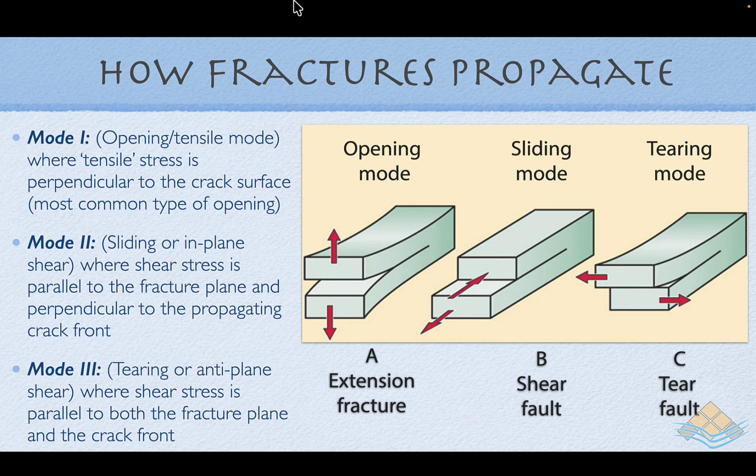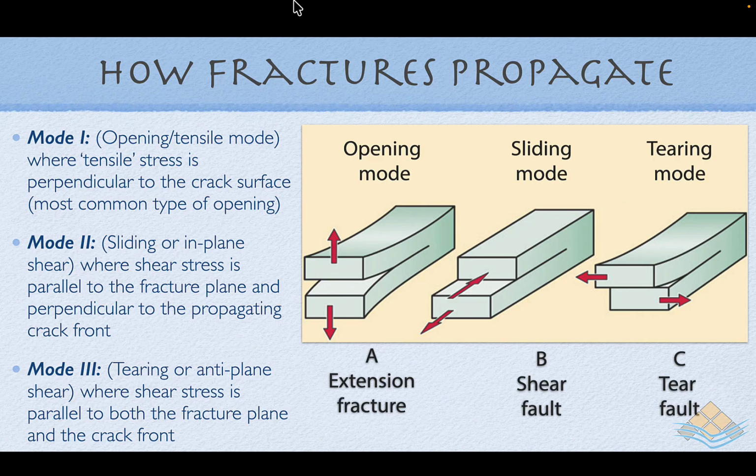Mode 1, which is the most common type of opening in the diagenetic realm, is called the tensile mode, where the tensile stress, the direction of least compressive stress, is perpendicular to the cracked surface. This is how most rocks fracture in the subsurface.